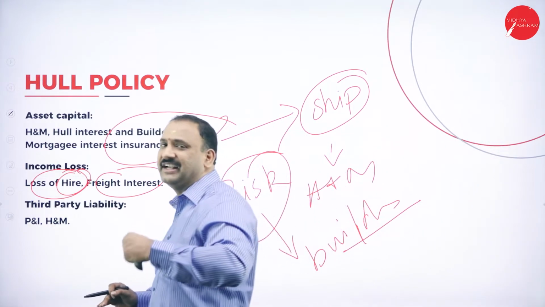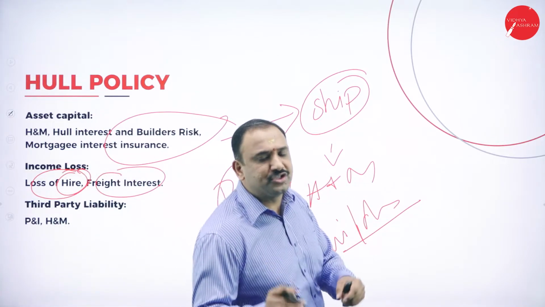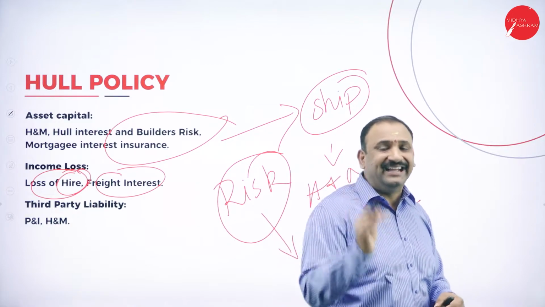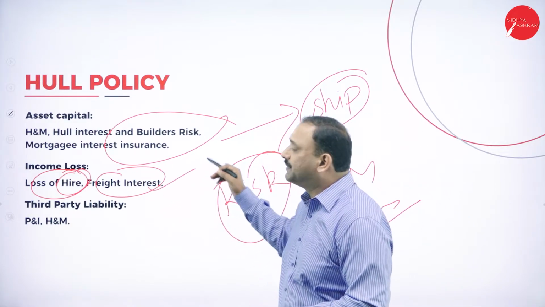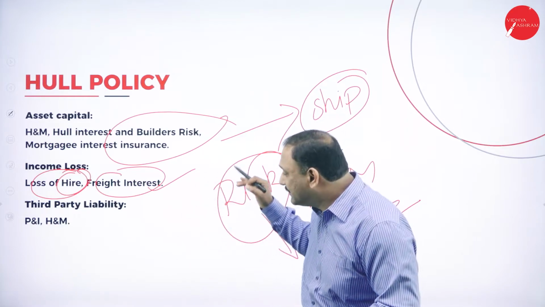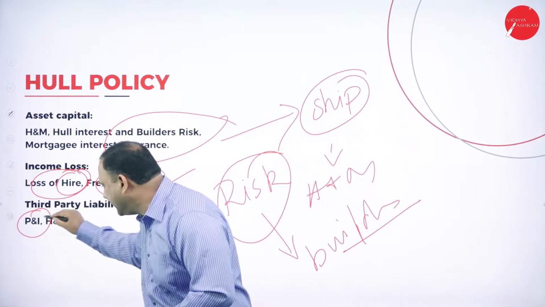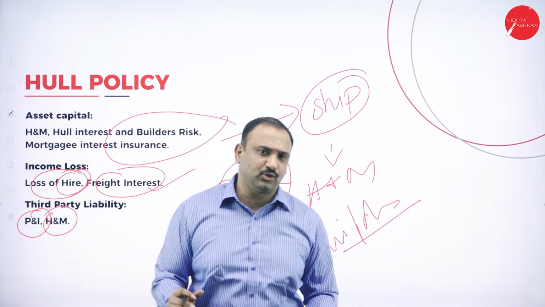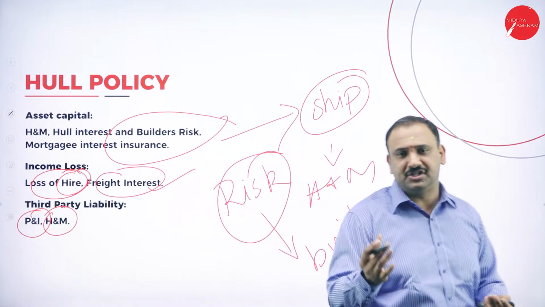What is the freight interest factor? The loading and unloading charges of the goods into the ship, the freight interest that is associated, that also will be taken up here, followed by the third-party liability. The third-party liability is usually taken by P&I and the H&M. These are the two companies which are involved in the hull policy altogether.